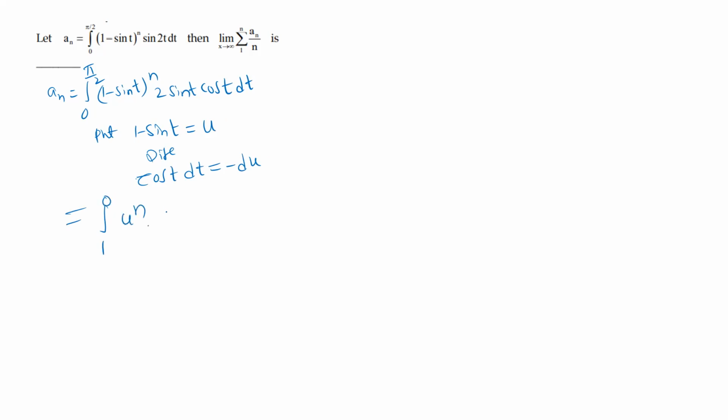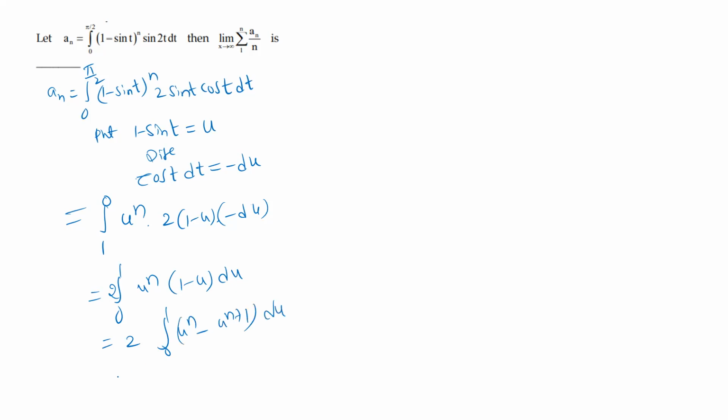This is u power n into 2 sin t, which from this is 2 times (1 minus u), and cos t dt is minus du. Now if we change the limits, the minus signs cancel, giving plus the integral from 0 to 1. Take 2 common; the remaining is u power n into (1 minus u) du. Multiplying inside, we get u power n minus u power n plus 1 du. Integrate this: u power n plus 1 by n plus 1, minus u power n plus 2 by n plus 2, from 0 to 1.